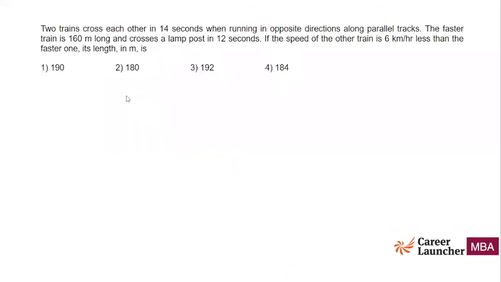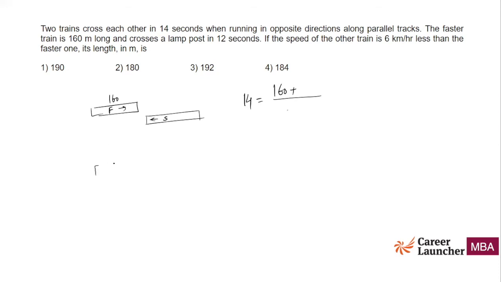Little time consuming. So we have two trains that cross each other in 14 seconds when running in opposite directions along parallel tracks. Okay, so we have this train and we have this train and they cross each other in 14 seconds. So that 14 will be length of the first train plus length of the second train divided by sum of the speeds. Okay, great. The faster train is 160 meters long. So let's say this is the faster train, which is 160 meters long. And this is the slower one. So we know the length of one of the trains.